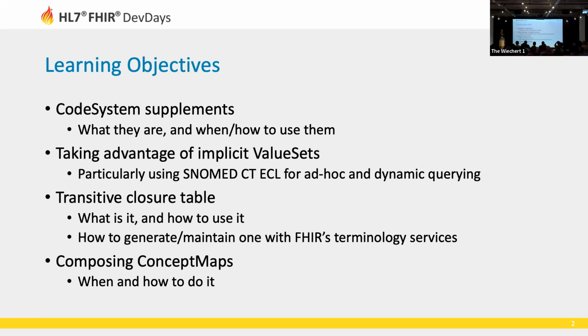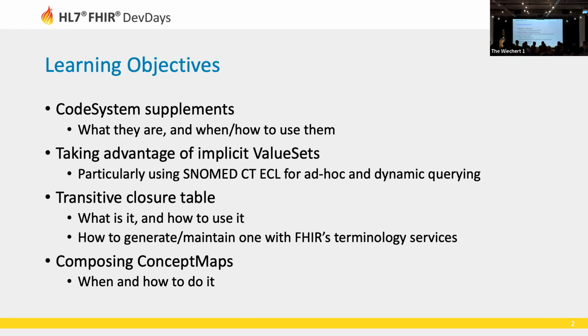For this presentation, I really just cherry picked a few things. Hopefully I haven't been too ambitious with the amount that I can fit into this time, and there are many more things I could have talked about. I ended up picking these. CodeSystem Supplements: what they are, what they're for, and how you use them. Implicit value sets, trying to get people to be aware of what they are and how you can use them, particularly SNOMED CT ECL, and there's a bit of a surprise in there.